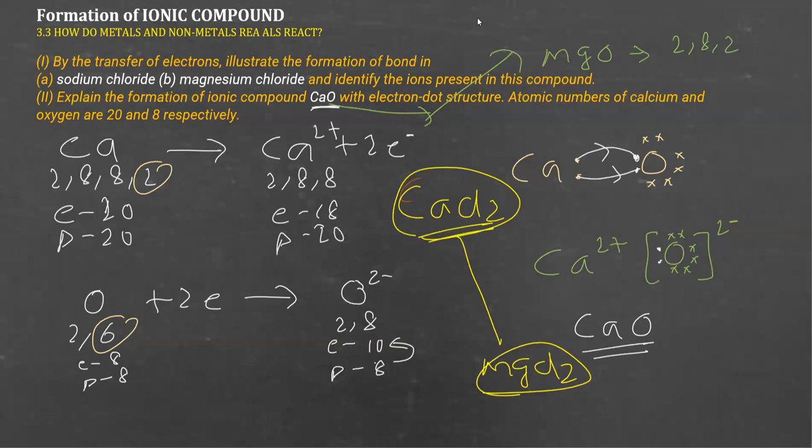Because in case of magnesium, the configuration is 2, 8, 2. In case of calcium, it is 2, 8, 8, 2. So the number of electrons gained and lost will all be the same. Just the symbol will change and the electronic configuration will change.